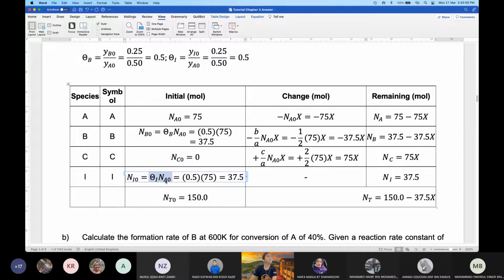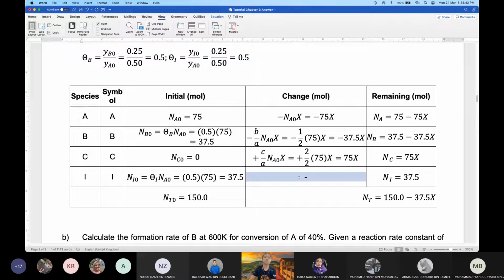So same case, in this question they give us in terms of mole fraction. So we use that mole fraction to calculate your theta I. So it will be yi naught, initial fraction of inert, over initial fraction of A. The yi naught was 0.25 because this is 25 mole percent inert, divided by ya naught 0.5 because they say 50 mole percent A. So you divide, you get theta I equal 0.5. You replace theta I 0.5, Na naught 75, you get your Ni naught 37.5. So initially awal tu ada juga 37.5 mole of your inert in the system.